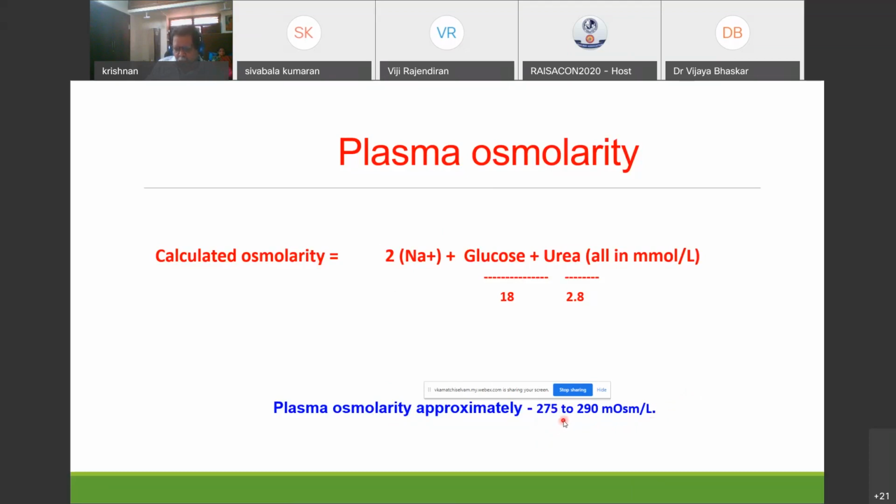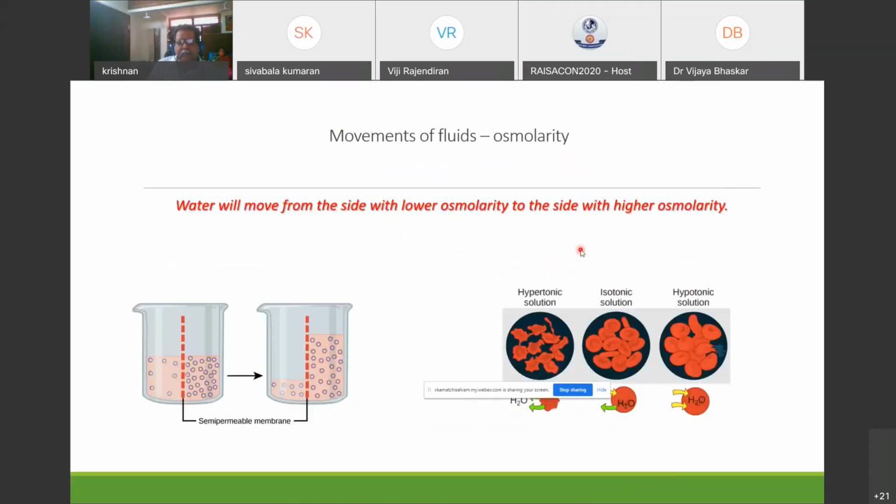If somebody says hypo or hypertonic, that means they are referring to our plasma osmolarity, which depends on our plasma sodium, glucose, and urea. So the movement of fluid with osmolarity is that water will move from the side of low osmolarity to the side of high osmolarity. So this is very important.